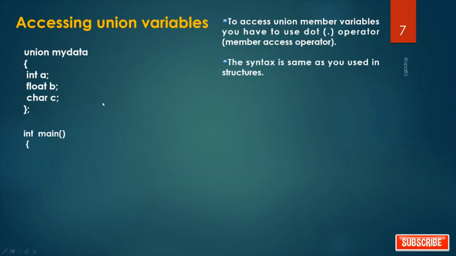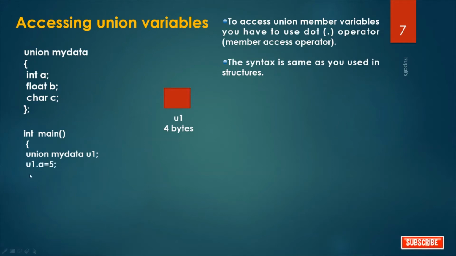Now in main, I declare one variable of my data type. So you have to write union my data E1. Now in memory, this is our union variable, our E1 variable. Now how many bytes does it take? See here, int takes 4 bytes, float takes 4 bytes, character takes 1 byte. So which one is the largest? 4, 4, 1. So E1 takes the largest among all, which is 4 bytes. So size of E1 is 4 bytes.